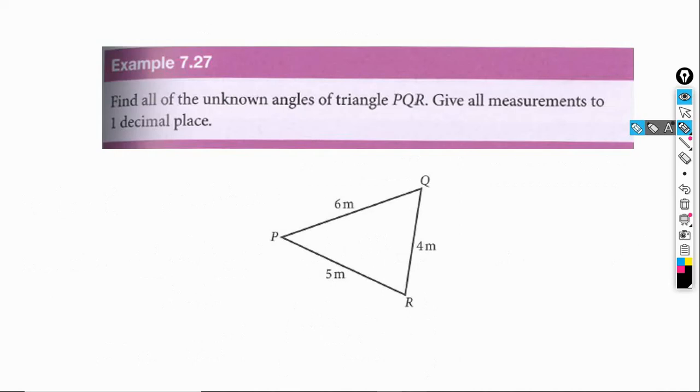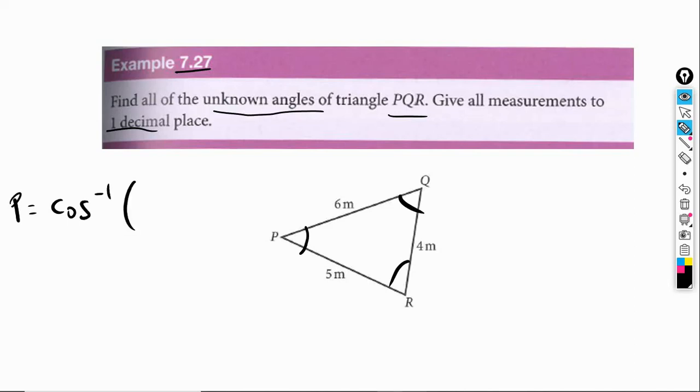So here's example 7.27, and precisely the type of question that we're going to need the previous formula for. Here they want us to find all the unknown angles of triangle PQR and give all your measurements to one decimal place. They need us to find these angles because we have all the sides. So let's start with angle P. Remember that P will equal the inverse cosine, and let's identify A, B, and C. So this would be A, this would be B, and this would be C.